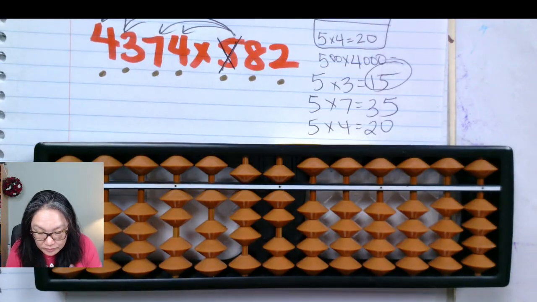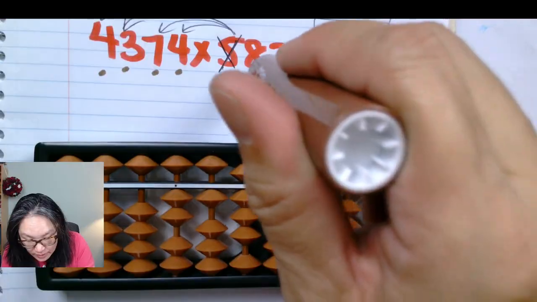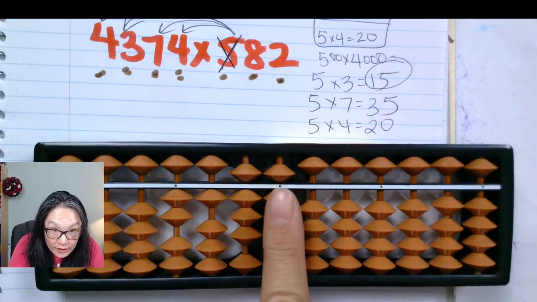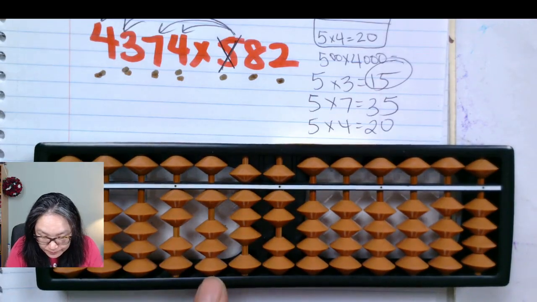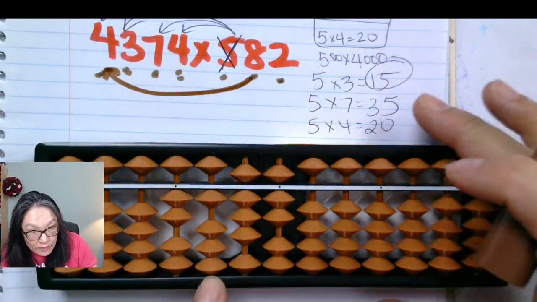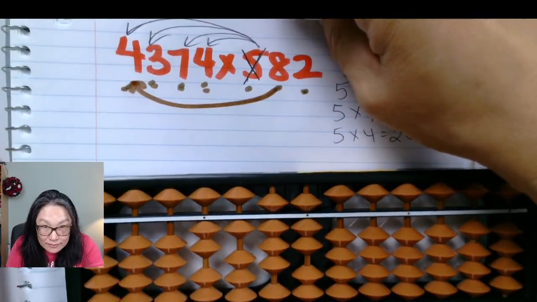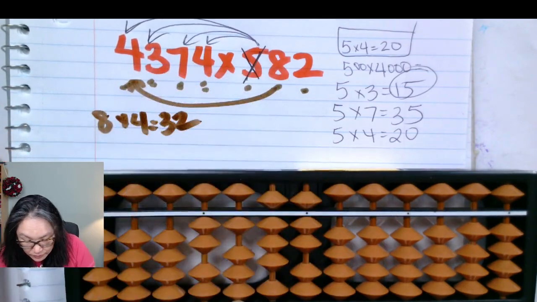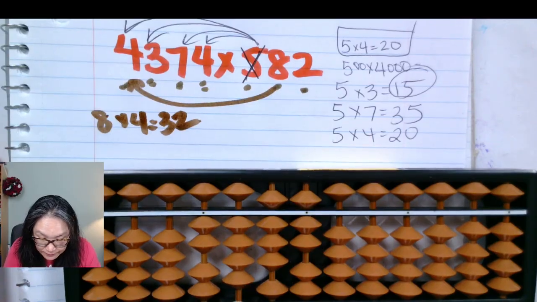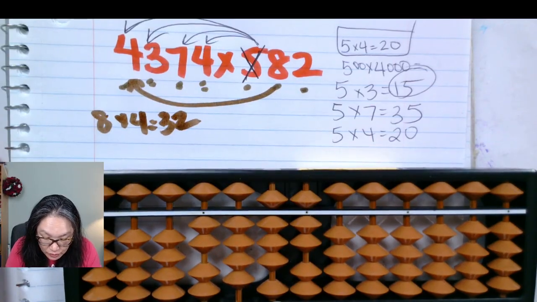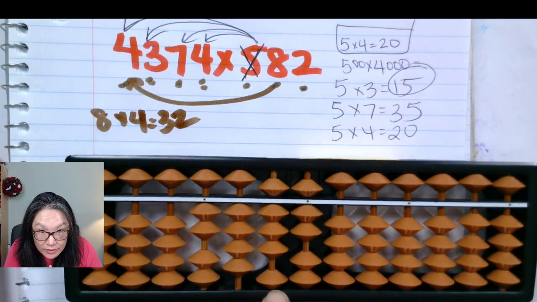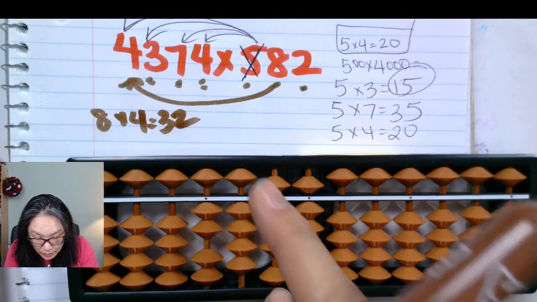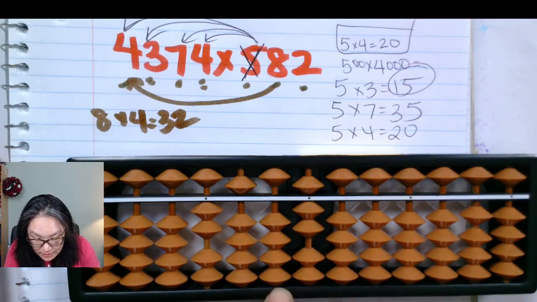Now what do I do? I count again. 1, 2, 3, 4, 5, 6. So I'm over here now. We go 8 times 4. 8 times 4 is 32. I add 30 and I add 2. Can't add 2, so I plus the 10 minus the 8.